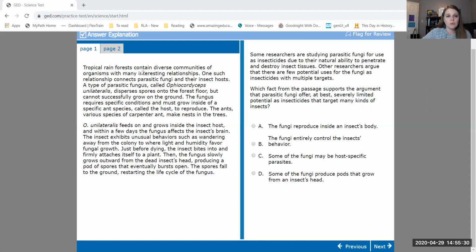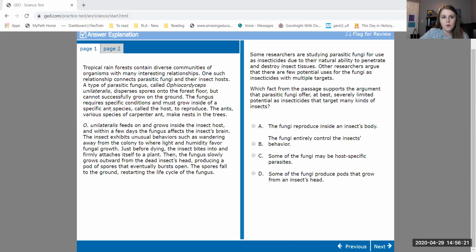That's the question. So let's take a look and notice at the top here, we have page 1 and page 2. We want to make sure we read both of them in order to truly understand the question. So let's start. Tropical rainforests contain diverse communities of organisms with many interesting relationships. One such relationship connects parasitic fungi and their insect hosts. A type of parasitic fungus called whatever, we don't need to know how to pronounce that, disperses spores onto the forest floor but cannot successfully grow on the ground. The fungus requires specific conditions and must grow inside of a specific ant species, called the host, to reproduce. The ants, various species of carpenter ant, make nests in the trees.